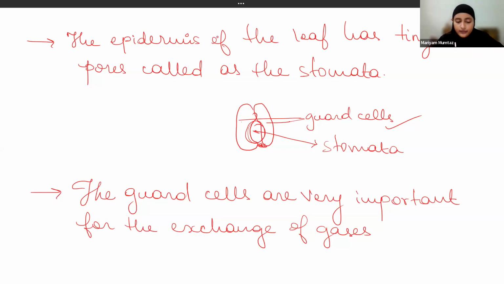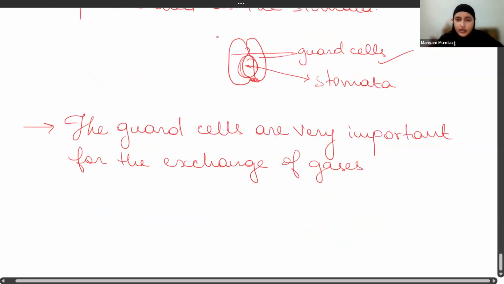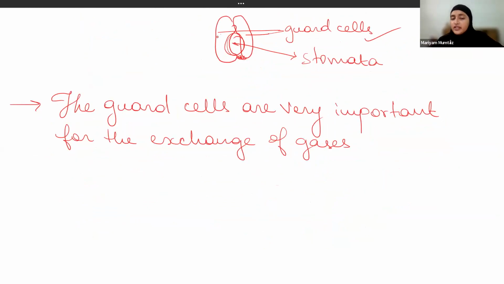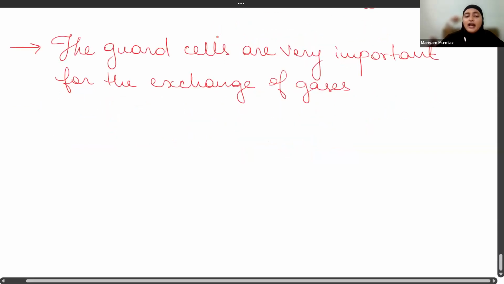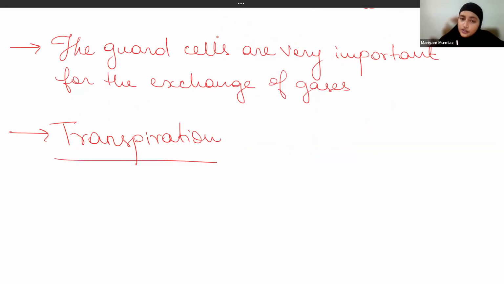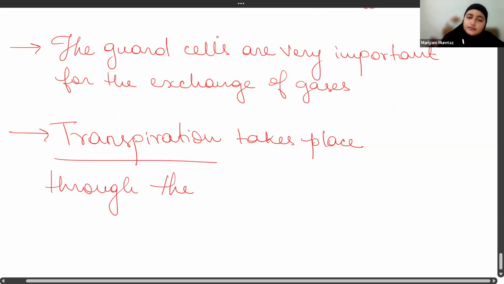Yes, it's clear. Okay. Now see, first of all, through the stomata, exchange of gases takes place. And there is another phenomenon that takes place through the stomata, and that phenomenon is known as transpiration. Transpiration is the phenomenon that takes place through the stomata.